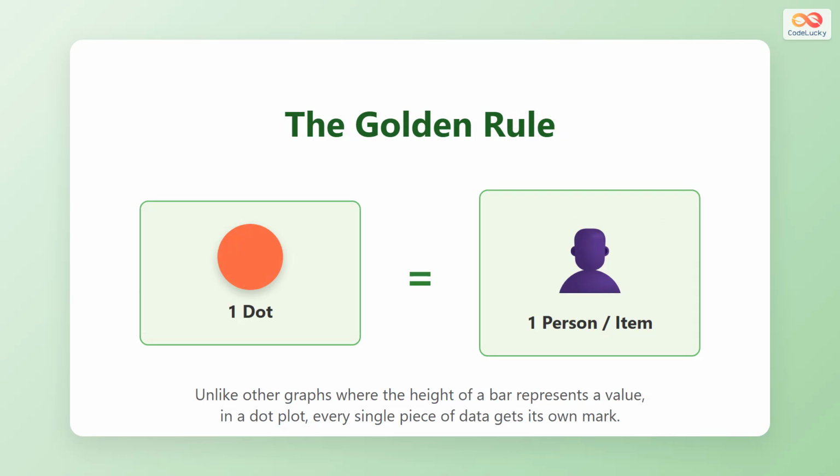Here is the golden rule you need to remember. One dot equals one observation. Unlike a bar chart, where the height of a solid bar tells you the value, a dot plot uses individual marks. If you surveyed 5 people, there should be 5 dots on your graph. It is that direct. One person, one item, one dot.